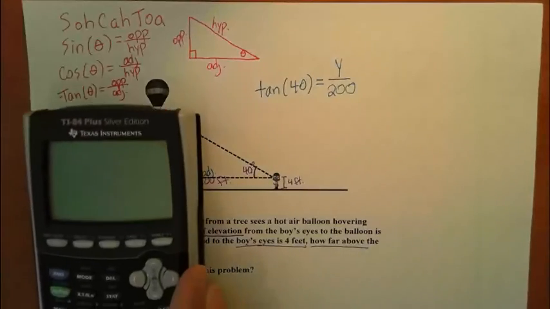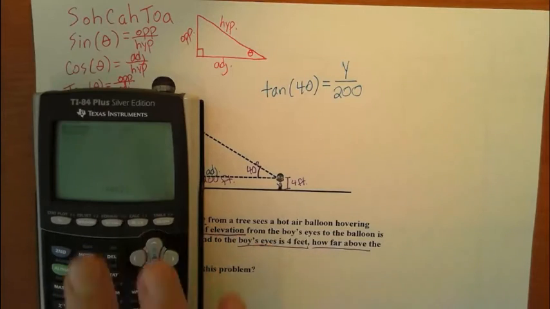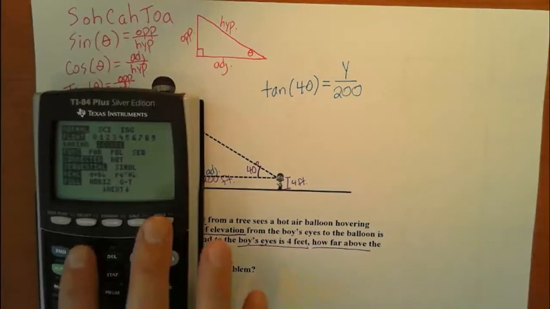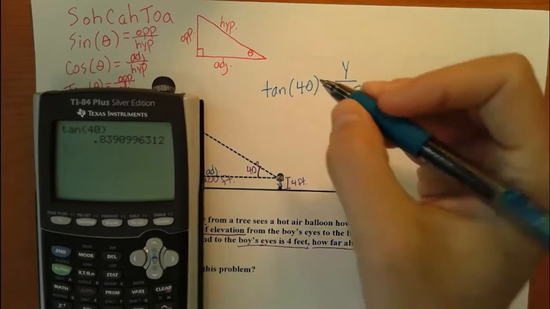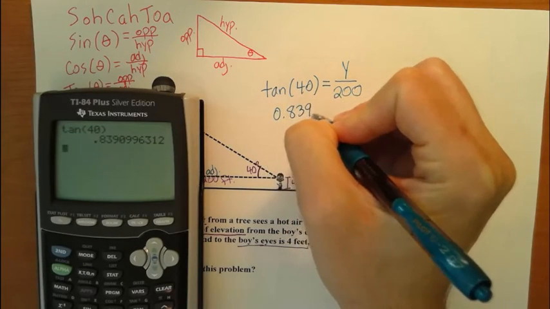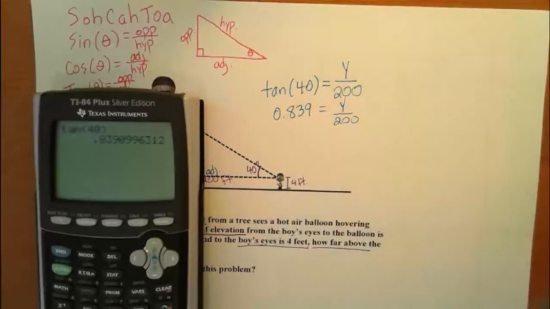So we could grab our calculator, and the first thing you want to do is make sure your mode is in degrees, because we're talking about degrees in this problem. Just hit mode and then scroll to the third one down. So then we could put in tangent of 40 and get 0.839. And that would be equal to y over 200.